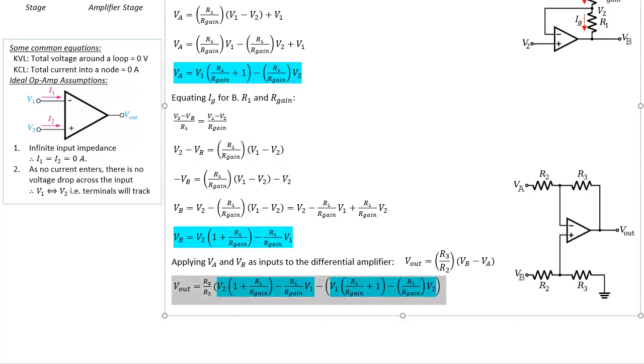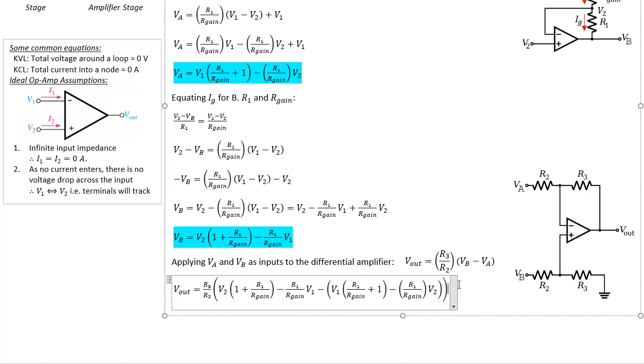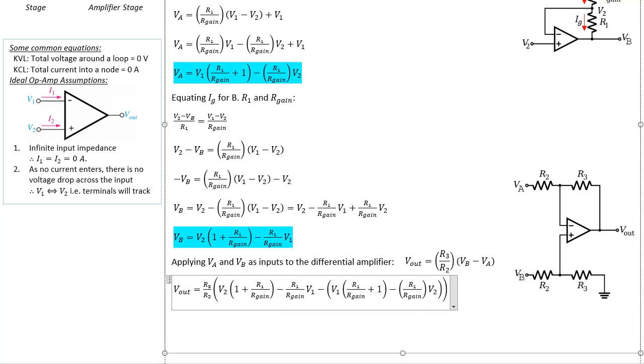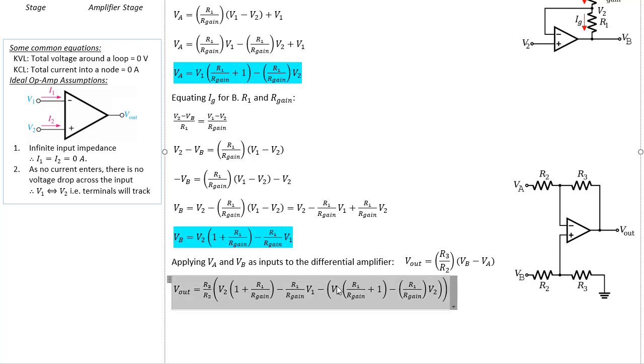Let me remove the highlights. So that's just continuing. We need to sort this out. So we have V2 here. Say one more bracket to cover the whole thing. We need to then gather together the terms. Let me expand this some more. What can we gather? Well, we can keep R3 over R2 on the outside for now. If you look at this, there is a V2 term here and a V2 term here, and a V1 term here and a V1 term here. So we can gather V2s and V1s together to simplify the equation. So let's do that next.